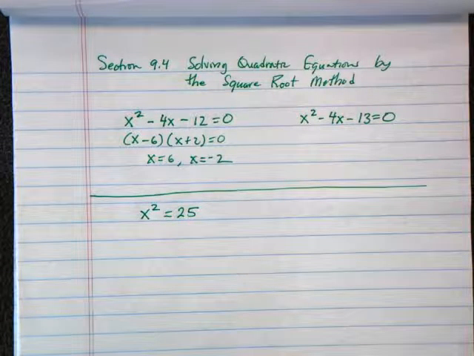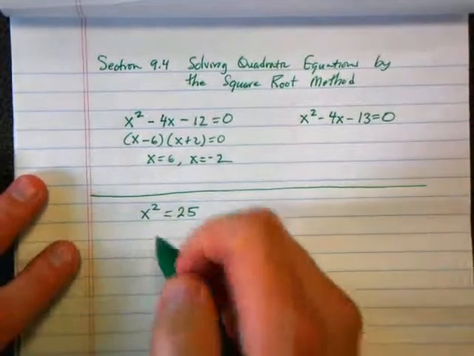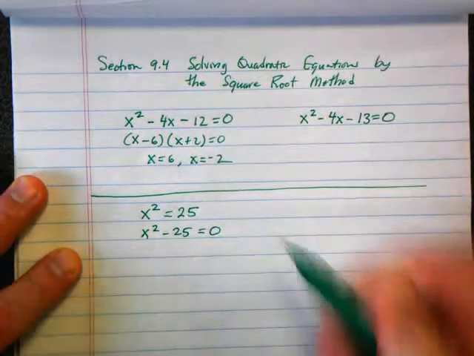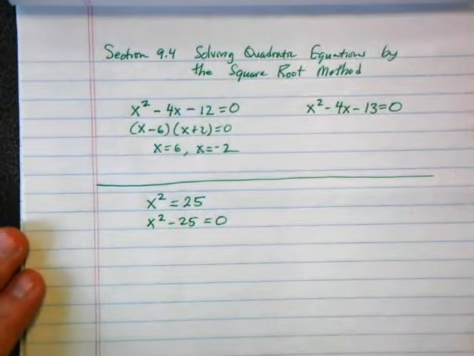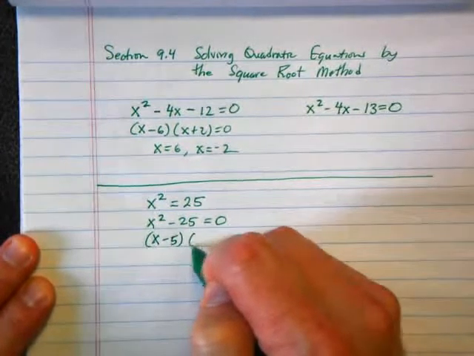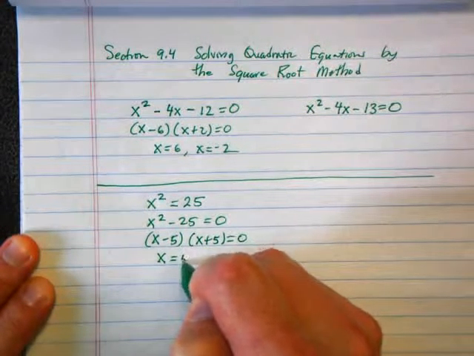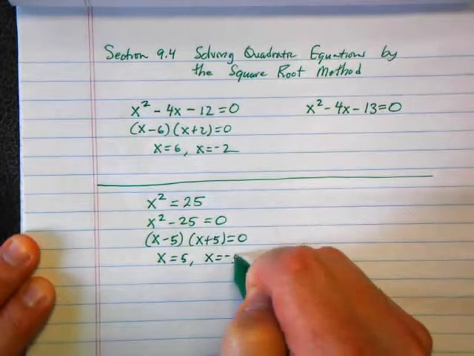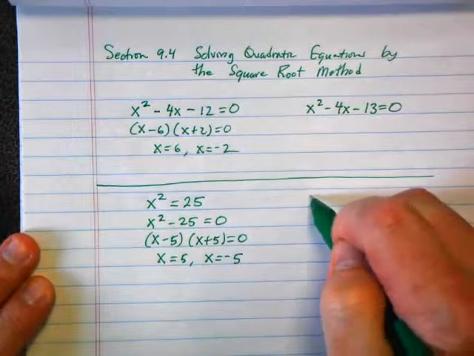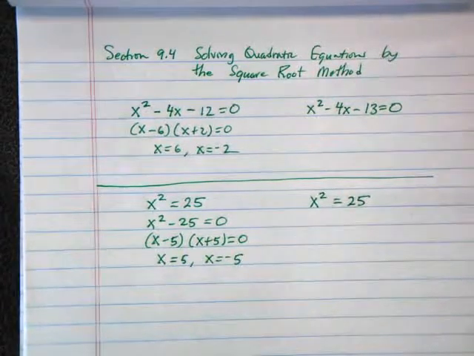All right, so what we did in the past is we moved the 25 over, and then we saw that x squared minus 25 factors. That factors as (x minus 5)(x plus 5). So we got our two answers. x is 5, x is negative 5. Another correct way to do this problem is what was suggested. And what was suggested was square root it. What do you mean by square root it?